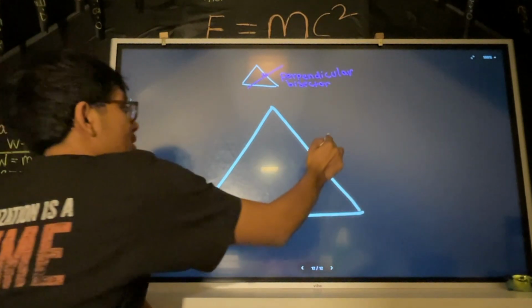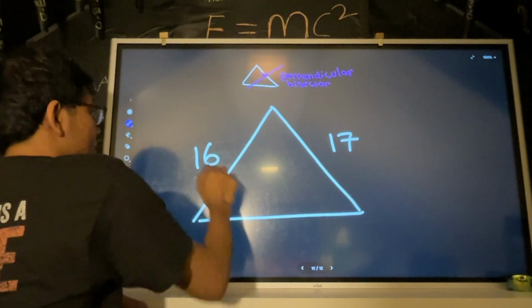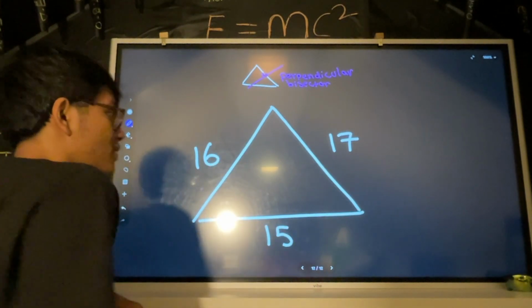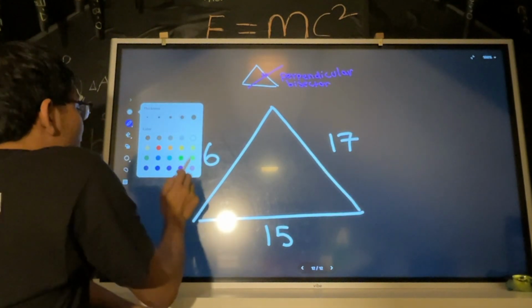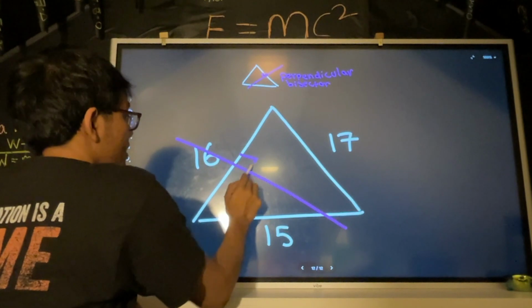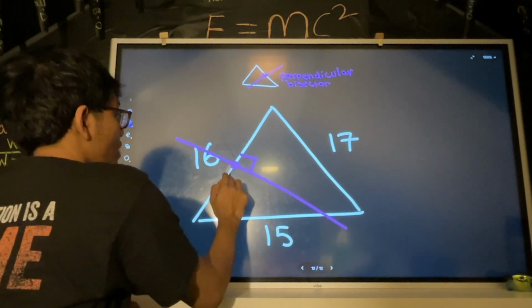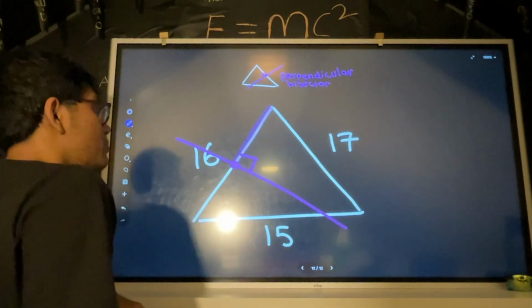Let's say this side is 17, this side is 16, and this side is 15. Okay, so I've got a scalene triangle, and let's say I draw a perpendicular bisector to some side. So let's say, boom, there's my perpendicular bisector. Now, here's the question. If that's a perpendicular bisector, how long is this purple line segment?